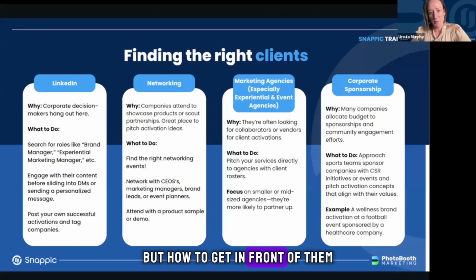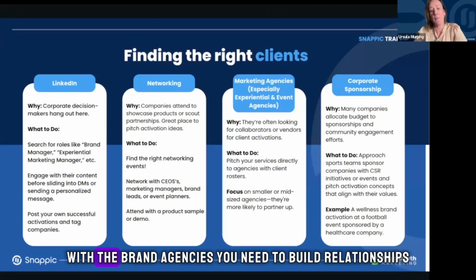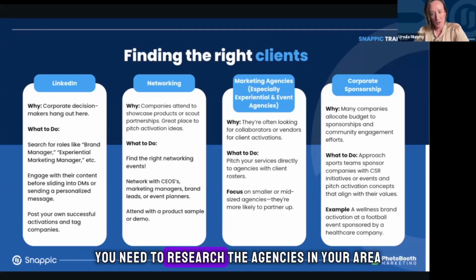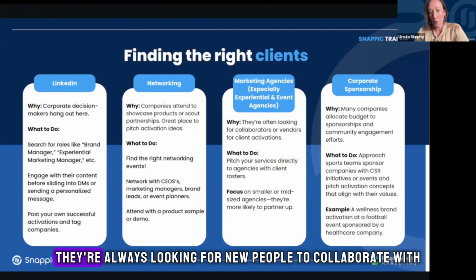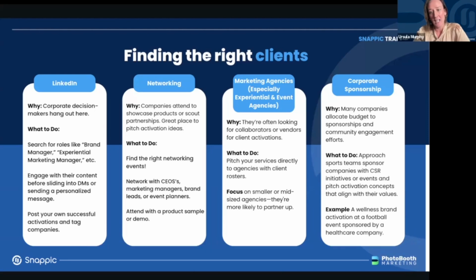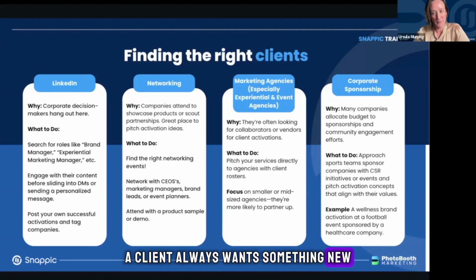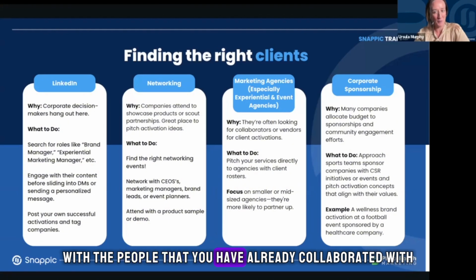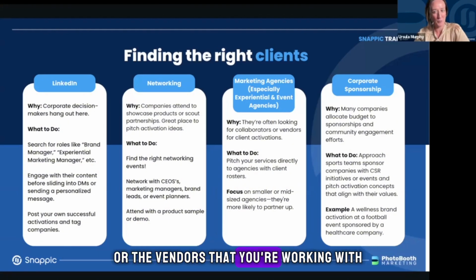But how to get in front of them? With the brand agencies, you need to build relationships. You need to research the agencies in your area and you need to start communicating with them. They're always looking for new people to collaborate with and new vendors, because the one thing to remember with a brand agency, a client always wants something new. And you don't always get something new with the people that you have already collaborated with or the vendors that you're working with. So you're always looking for fresh ideas.